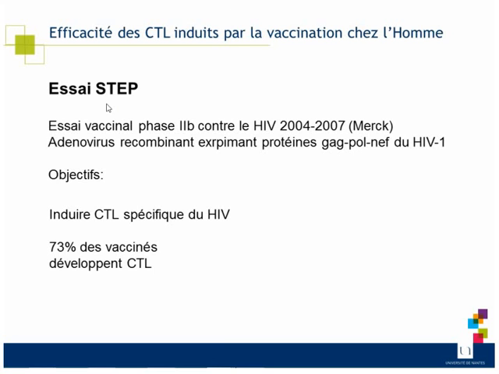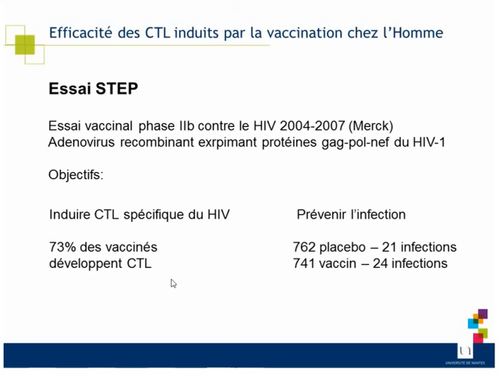So the idea was, okay, we'll give them the vaccine and we want it to induce CTL and prevent infection in the patients who received the real vaccine. So 73% of the volunteers who got the real vaccine developed specific CTL. So it was effective in this respect. Biologically, there was a response.